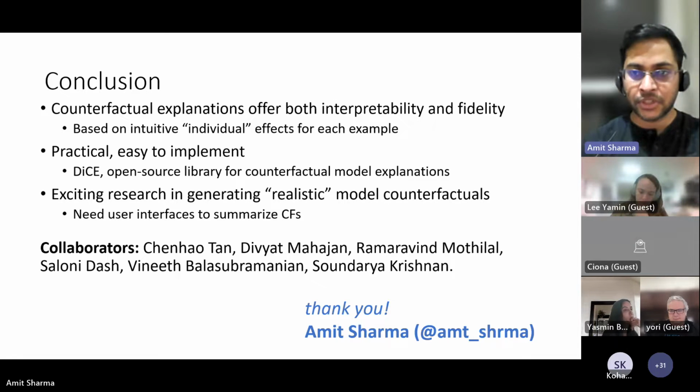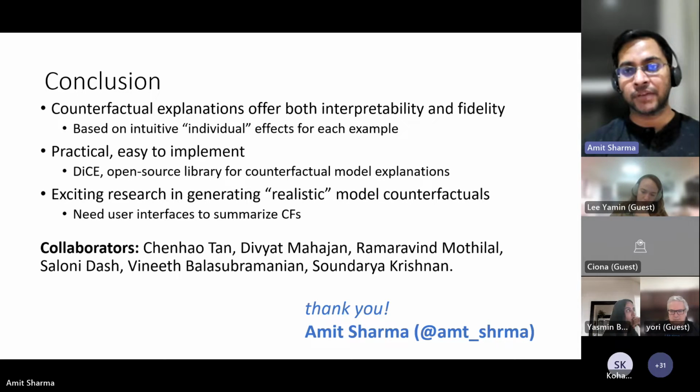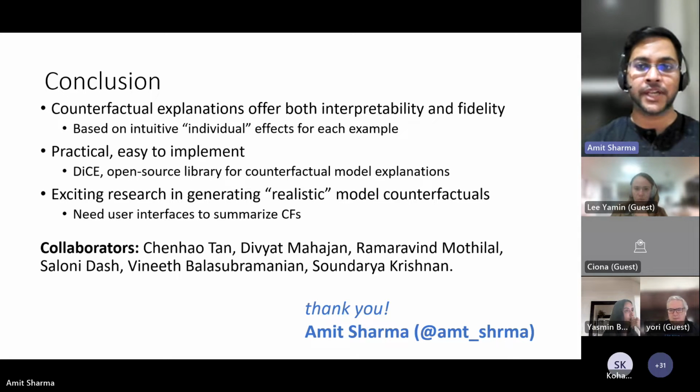So I see one question which is on diving deep with an example. I don't think we have time today, but I've just posted a link to a notebook, which is a getting started notebook for DICE. If you go through it, you'll understand how with one data set, you can get counterfactuals.